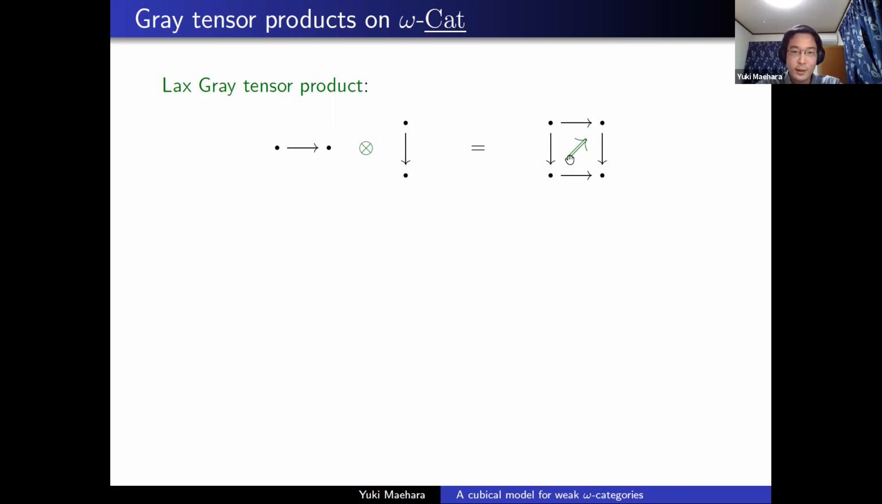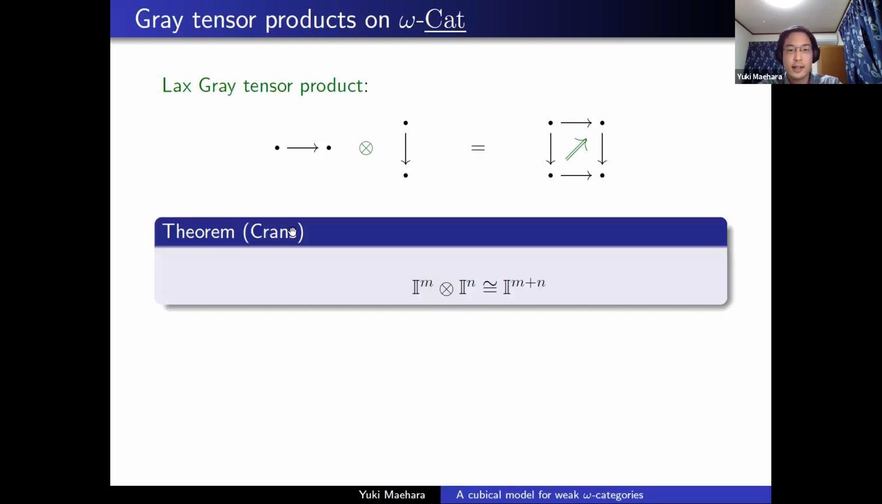These are the 1 and 2 dimensional cubes. So this is saying that I1, if you remember my notation, I1 tensor I1 is I2. And in general, this Lax Gray tensor product satisfies IM tensor IN is IM plus N. So this matches what happens with cubes. The M cube tensor the N cube is the M plus N cube.